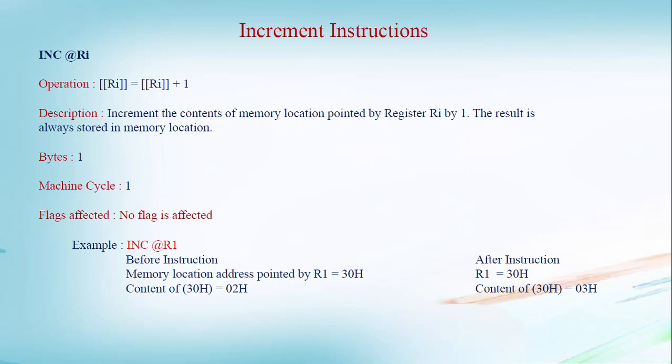Then INC @Ri increments the contents of the memory location pointed by the register Ri by 1, and the result is always stored in the memory location. INC @R1: before the instruction, the content of the memory location address pointed by R1 is 02h, and when the instruction gets executed, the content of that 30h gets incremented by 1.